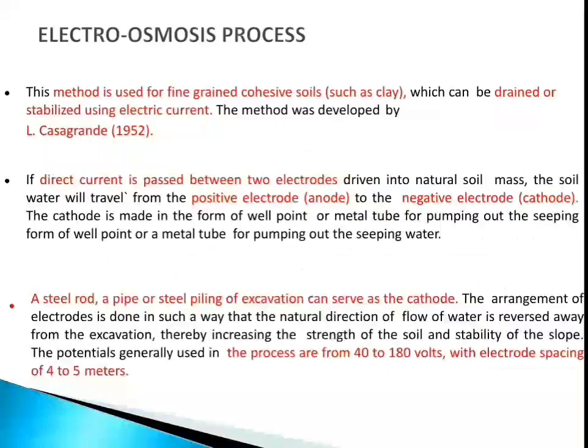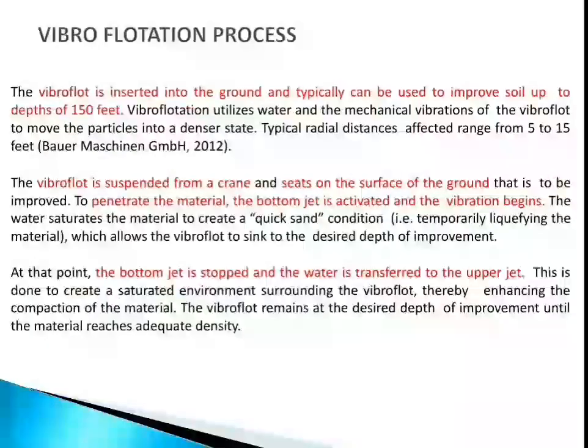The arrangement of electrodes is done in such a way that the natural direction of flow of water is reversed, away from the excavation, thereby increasing the strength of the soil and stability of the slope. The potentials generally used in the process are from 40 to 180 volts with electrode spacing of 4 to 5 meters. Next one is the vibroflotation process.